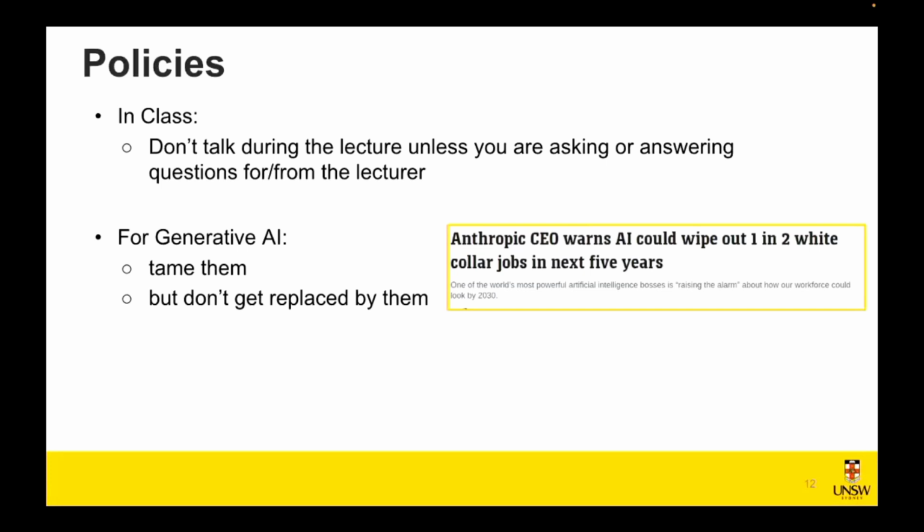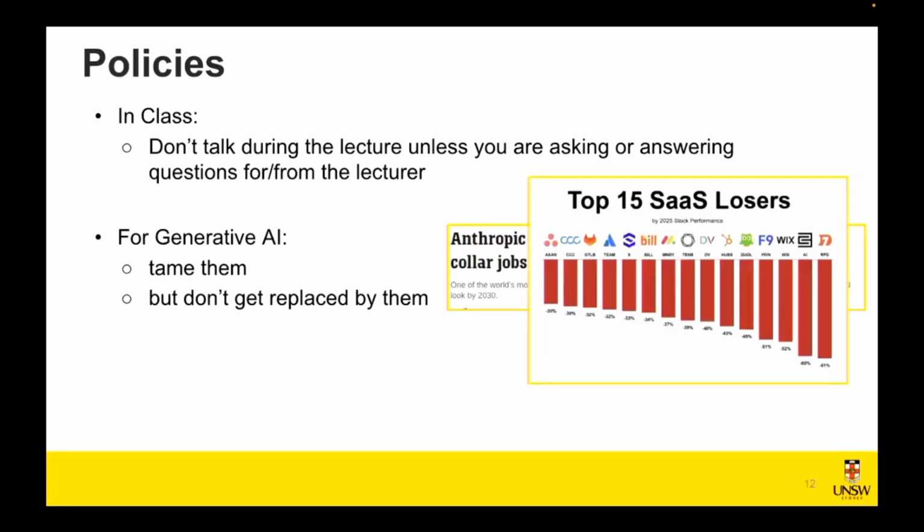The Anthropic CEO warns that AI could replace half of the white-collar jobs in the next few years, and that is very real. As we can see, the stocks of many software-as-a-service providers have dropped a lot since last year, just because of the capability of the coding agents.